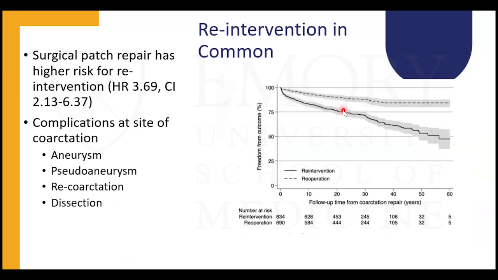Reintervention for aortic coarctation is common. The surgical patch repair has the highest risk for reintervention. The complications at the site of the aortic coarctation include aneurysm, pseudoaneurysm, recoarctation, and dissection. Because a lot of the aneurysms and pseudoaneurysms cannot be seen by echocardiogram, patients do need cross-sectional imaging to follow for these complications.